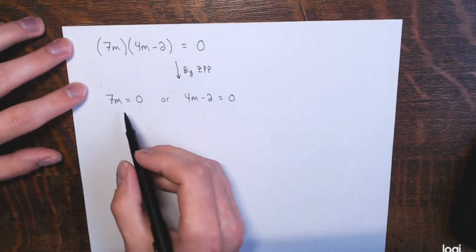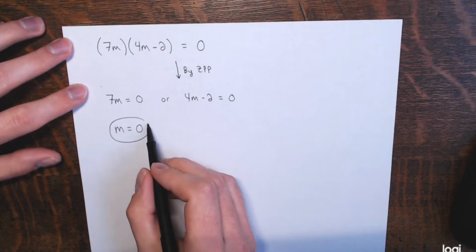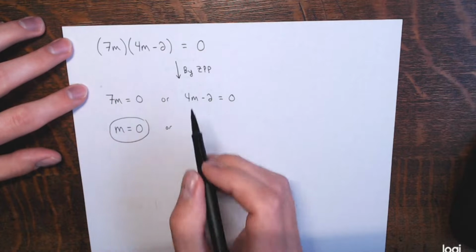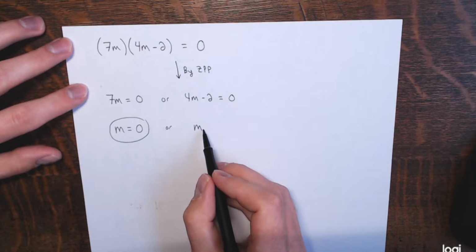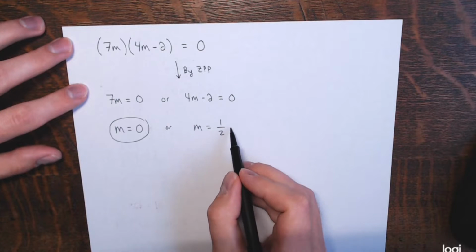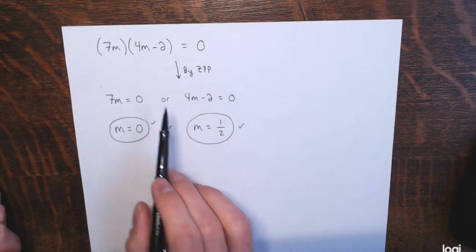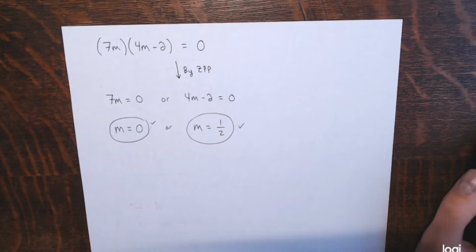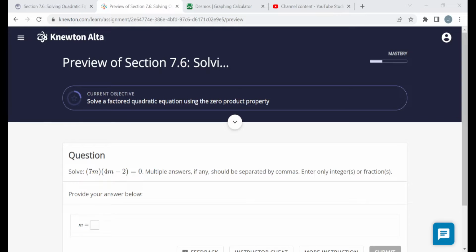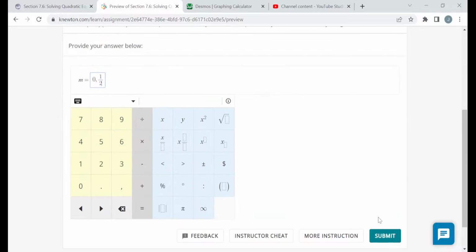Now the first equation is no problem. Just divide both sides by 7. You get m equals 0. There's one solution of the equation. And again, you can check it. It should work. The other one you would add 2 and then divide by 4. M equals 2/4, but that reduces to 1/2. And again, I'll leave them to you to check. But when you plug either one in, you're going to get one of these factors to be 0, and anything times 0 is 0. They should both work. So the solutions of this equation are 0 and 1/2. And again, you're asked to separate multiple answers by commas. 0, 1/2.